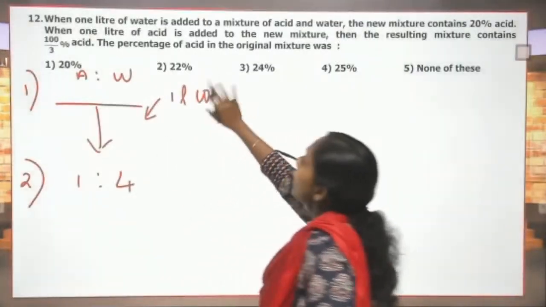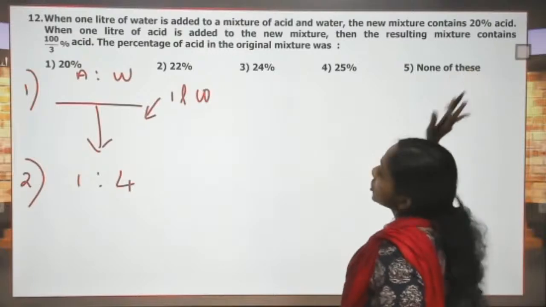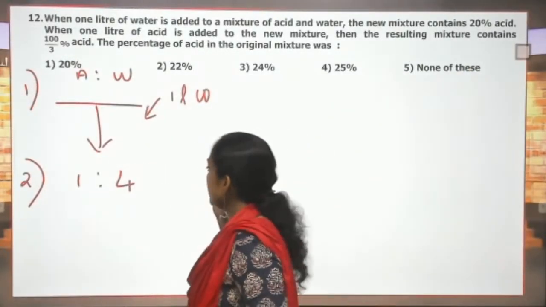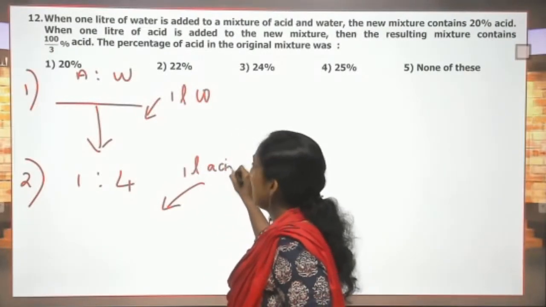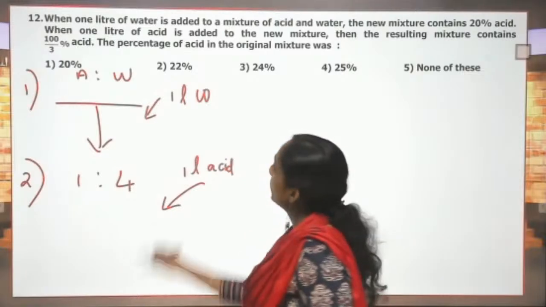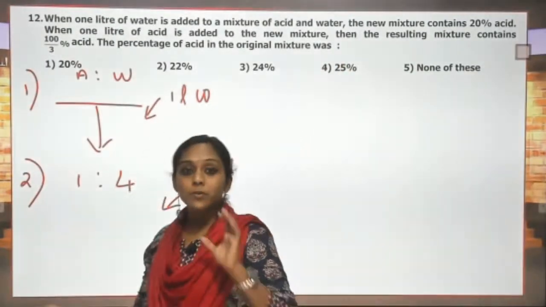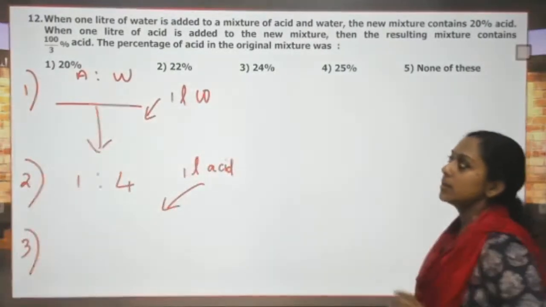Next, when 1 liter of acid is added to the new mixture, the resulting mixture contains 100/3% acid. Now to the second mixture, I am adding 1 liter of acid, and the resulting mixture contains 100/3% acid. So I am getting a third mixture, and what is given in the third mixture?